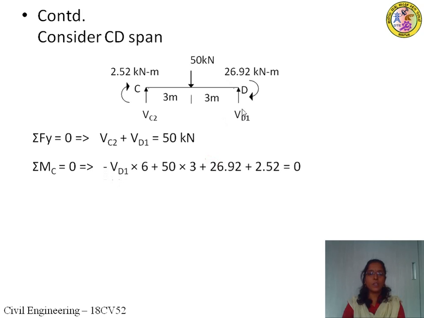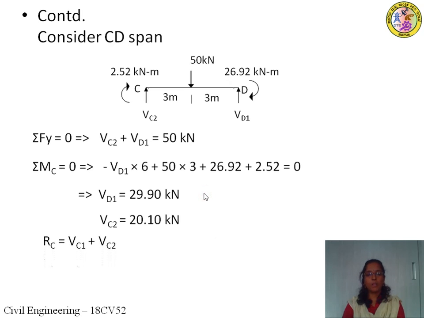So, which implies minus Vd1 into 6 plus 50 into 3. This is inducing clockwise moments, and this clockwise moment of 26.92 plus 26.92 and then plus 2.52. So, if you equate it to 0, you are going to get the value of Vd1 as 29.9 kilonewton. Hence, Vc2 will be 20.1 kilonewton.